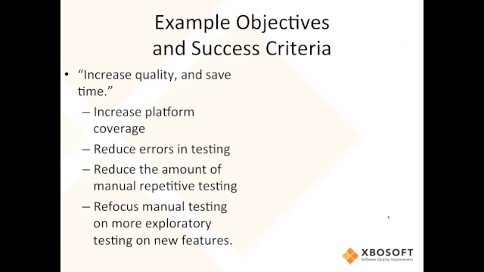Sometimes you may come across an objective that seems rather broad, like increase quality and save time. Well, you can take some of these broad objectives and break them down into mini objectives. For instance, increasing quality can be done through reducing the errors in testing or increasing platform coverage. Saving time can be done through reducing the amount of time on manual repetitive testing. So you have to dig down deeper into the objective and determine smaller objectives that you could possibly get a handle on.